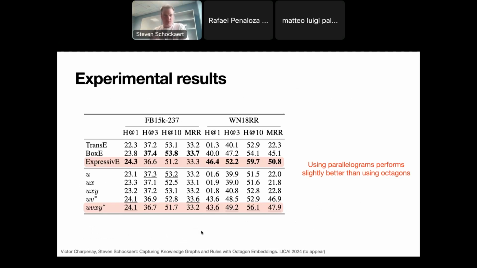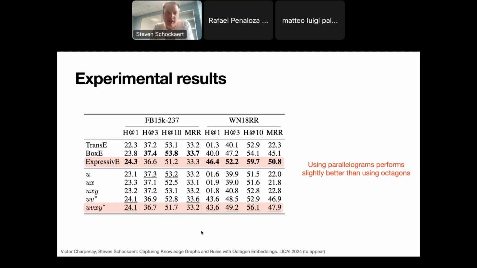So here are the results on FB15K and WN18RR, the 2 standard benchmarks for knowledge graph completion. The main competitor is this parallelogram model, which is not as nice to deal with, right? Because it's not closed under intersection and composition. So the octagons are easier to work with. But as you can see here, when it comes to empirical performance, the parallelograms perform slightly better, right?